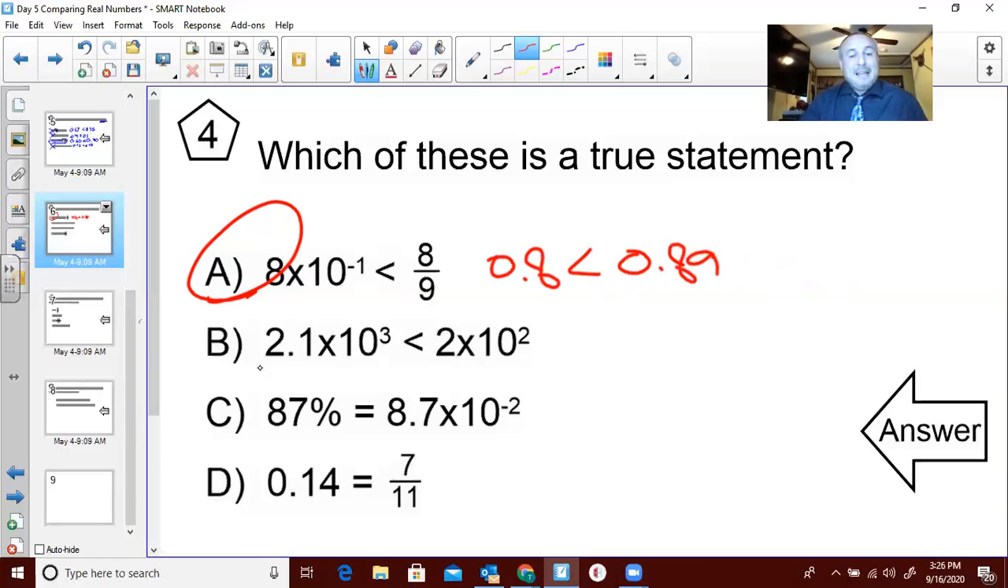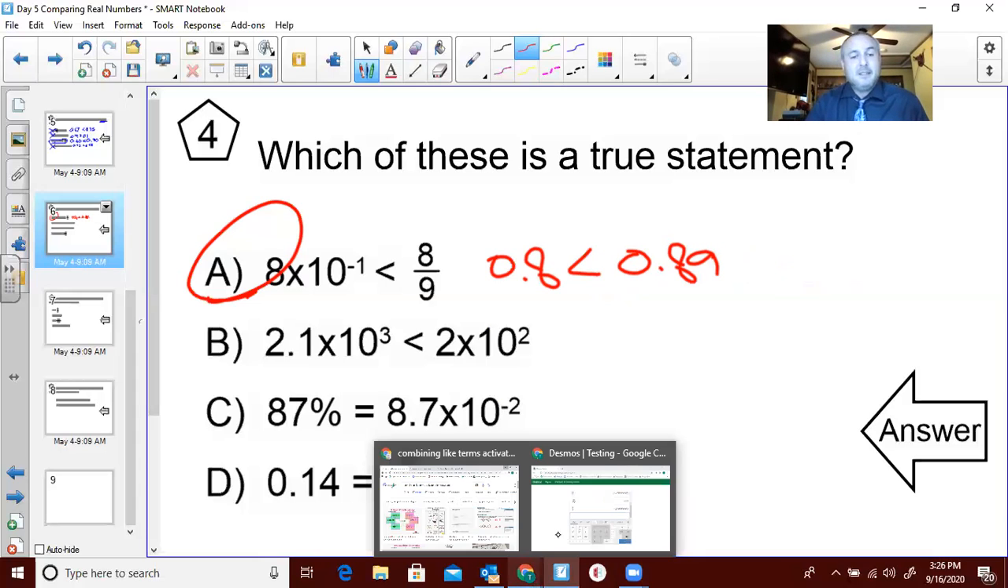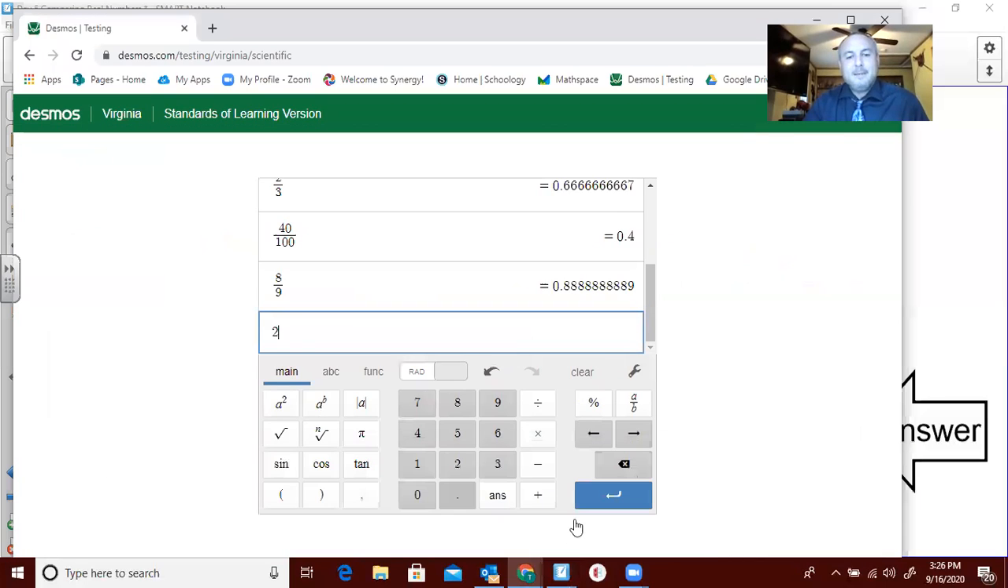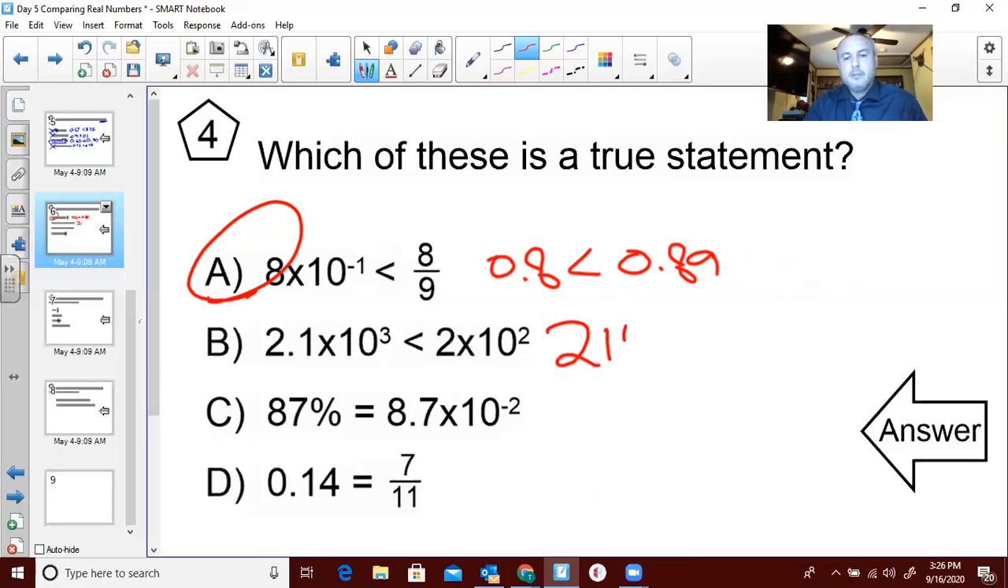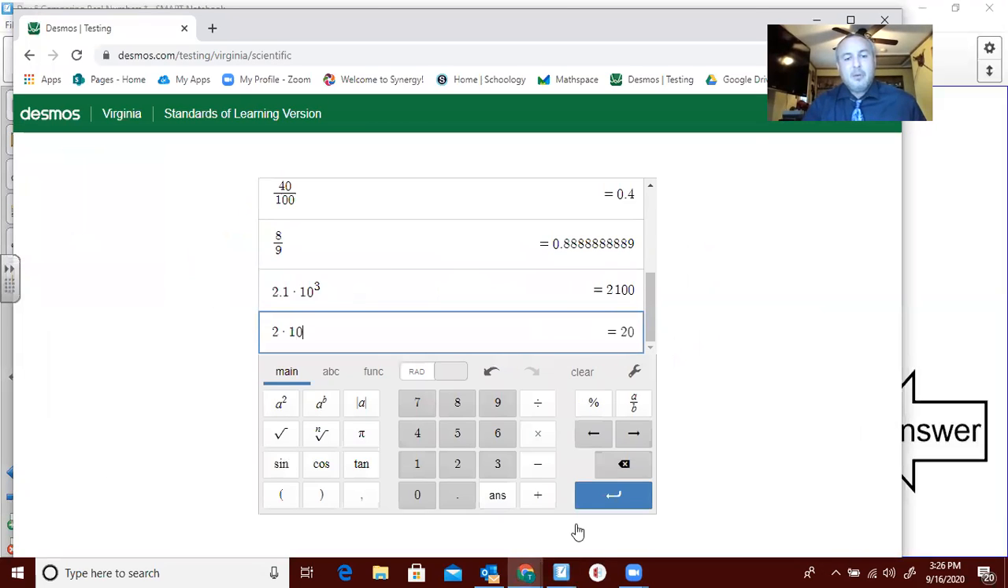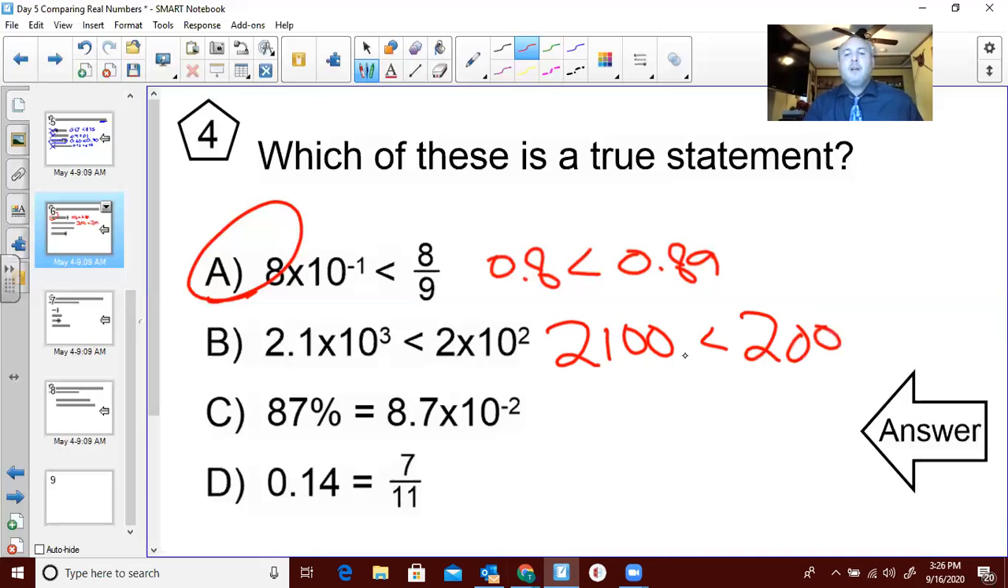Again, I'm going to throw this guy in Desmos now, show you how to do scientific numbers in Desmos. So we're going to put 2.1 times 10. I believe that was to the third, right here. Don't forget about your exponent to the third, and you get 2100. So here I have 2100. Another scientific number. All right. Put that guy in Desmos. I get 2 times 10 exponent to the 2, and I get 200. So that's 2100 is less than 200. I can tell you that 2100 certainly is not smaller than 200.